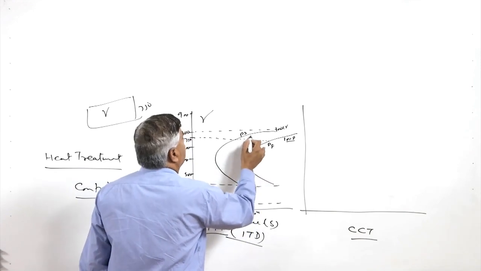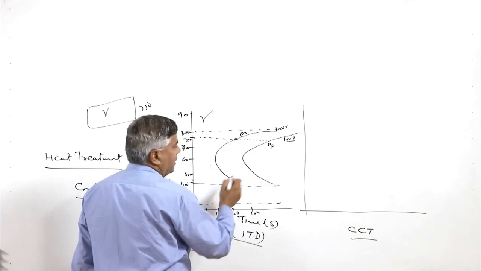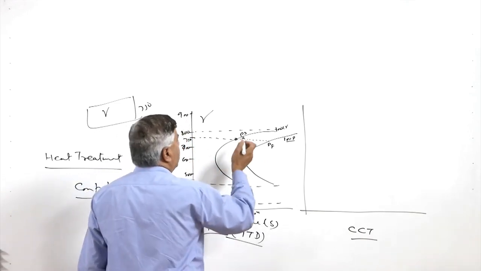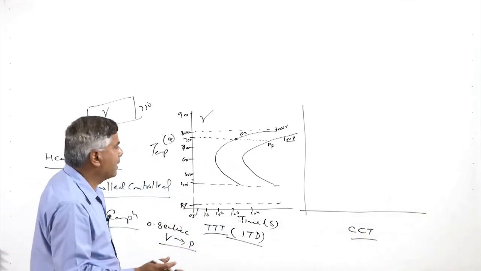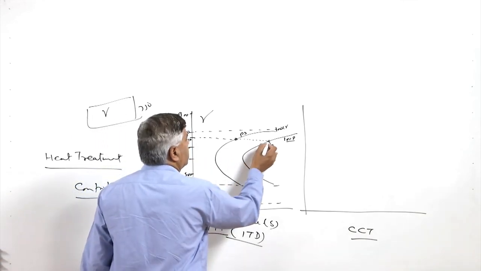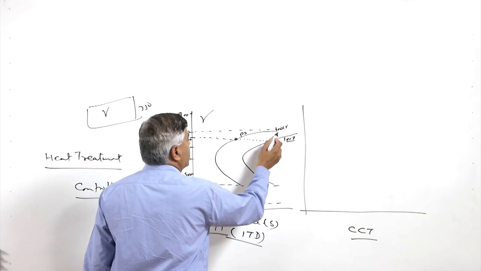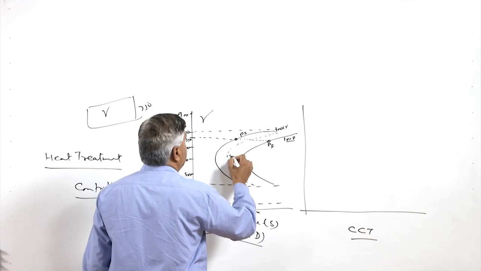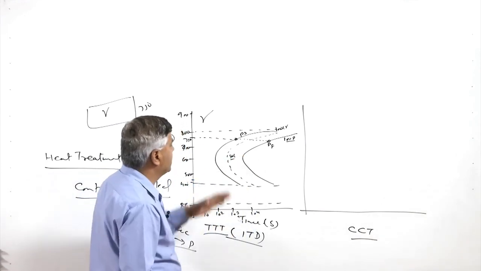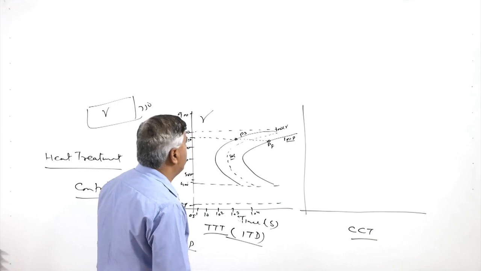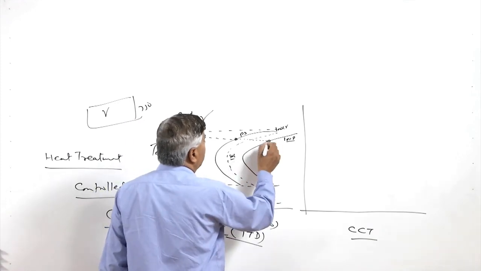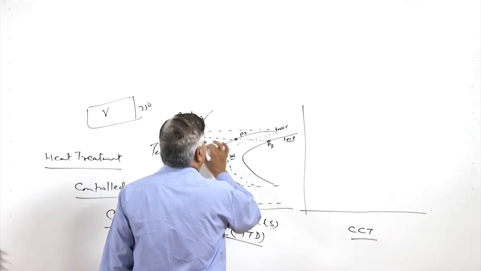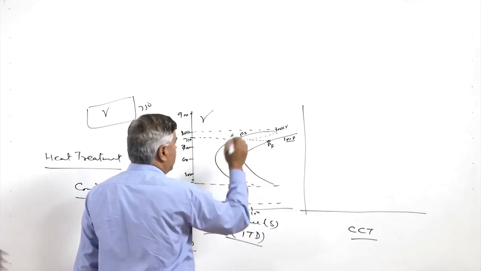So, here the pearlite transformation starts, the transformation from austenite to pearlite starts, and here the transformation from austenite to pearlite is finished. Between these we may have another line corresponding to the 50% transformation. So, this is corresponding to 50% transformation from austenite to pearlite. Here we will have the complete transformation of the austenite into pearlite. So, this is about the transformation occurring at a constant temperature.